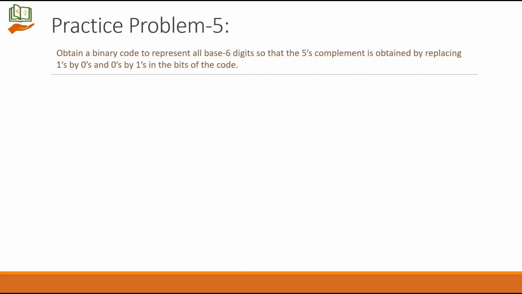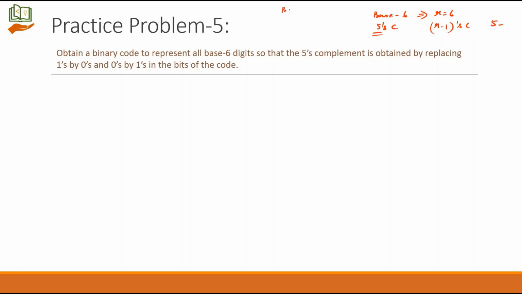The final problem. Obtain a binary code to represent all base 6 digits so that the 5's complement is obtained by replacing ones by zeros and zeros by ones in the bits of the code. Here base is given as 6 and the complement is given as 5's complement, which is r equal to 6, and we have to find r minus 1's complement. What is r minus 1's complement? Whatever number is here, you have to subtract it from that.